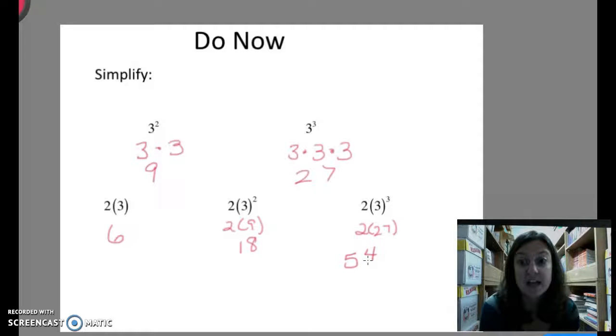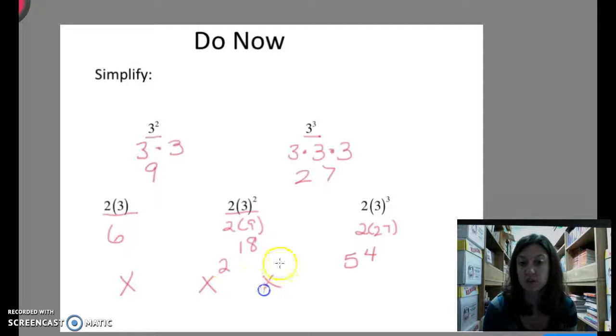Now the reason that I stopped to do this part is to show you that these are different, right? 3 squared is a lot different from 3 cubed. And 2 times 3 is a lot different than 2 times 3 squared. All right, very different numbers. So if I, for example, had x and x squared, or even x cubed, just like this, they're very different numbers, so you can't put them together, right? Same as this. 2 times 3 and 2 times 3 squared are very different. We cannot combine them. They're different pieces.